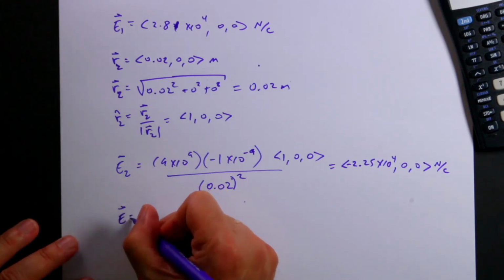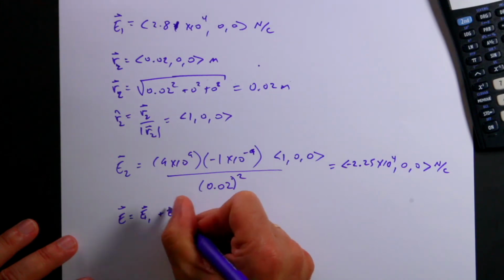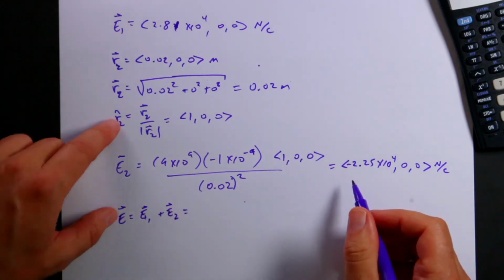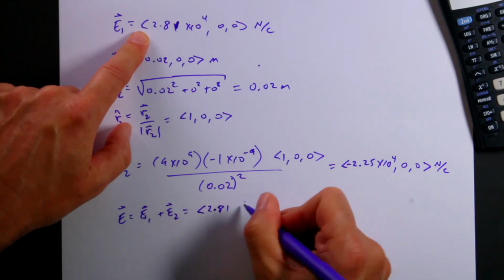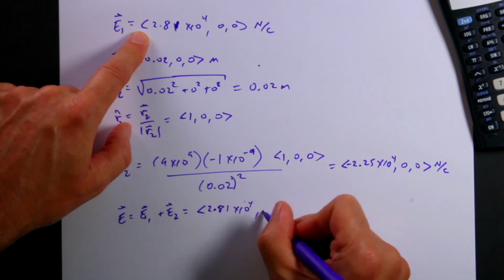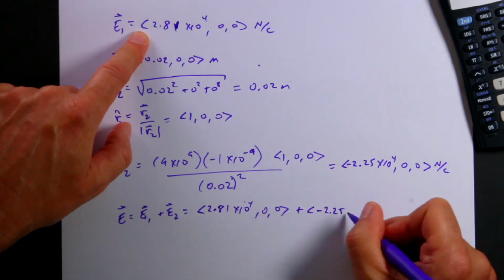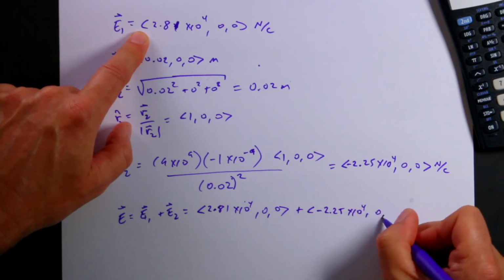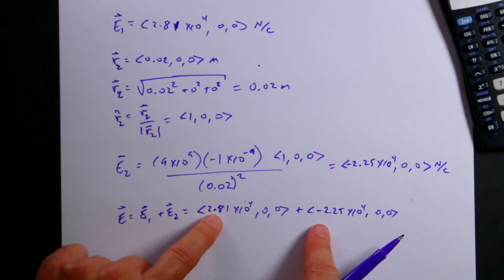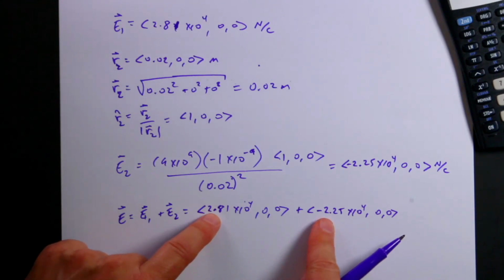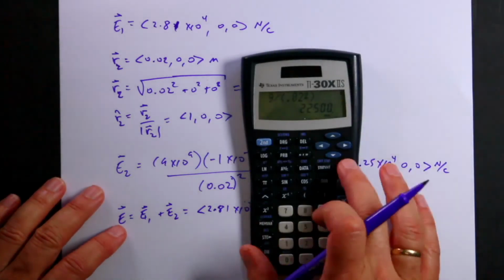E equals E1 plus E2. And so that's going to be equal to 2.81 times 10 to the 4th, 0 plus -2.25 times 10 to the 4th, 0. I left off the units. So when I add vectors, I add their components. So I have 2.81 plus -2.25 times 10 to the 4th. We could actually do that in our head, but let's do it on the calculator.